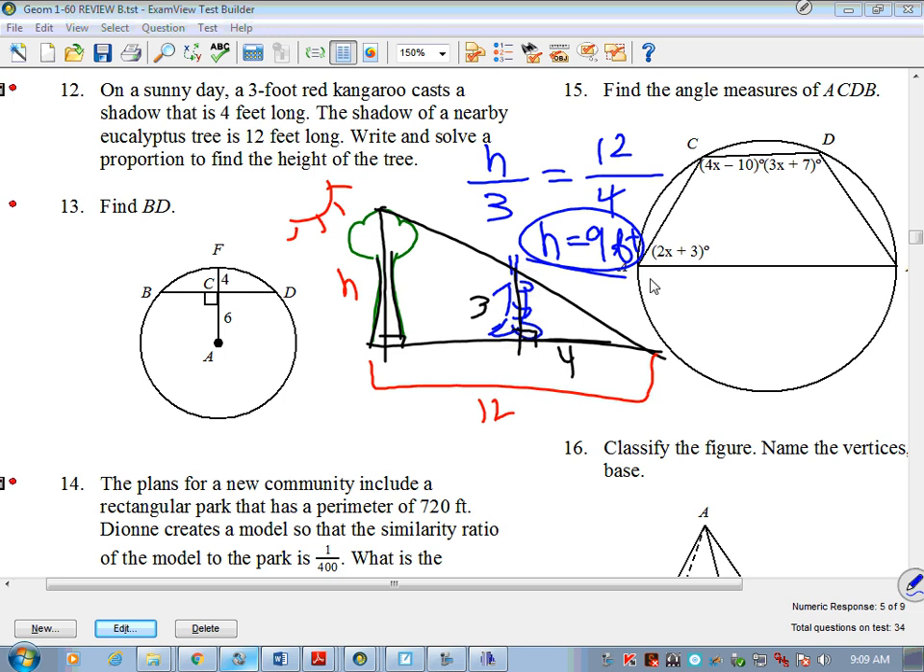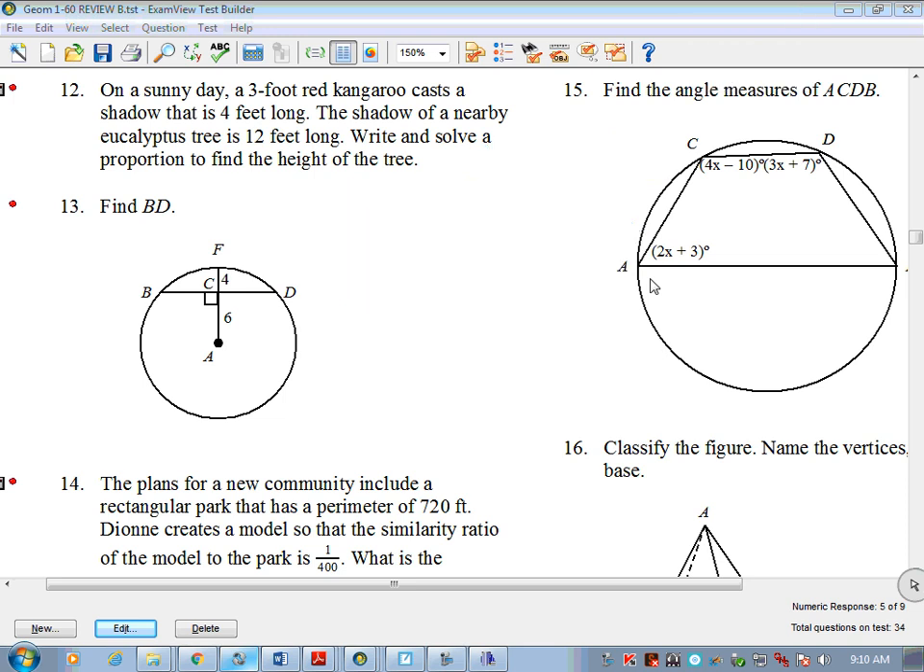Okay, so they're going to ask you to set up a proportion based upon the comparison of the tree to the kangaroo and the comparison of the shadow of the tree to the shadow of the kangaroo, and make sure that you set that up right. There's 3 or 4 different ways to set it up. Make sure that it's the right way, and then ultimately you're looking for the right answer in terms of the tree height. All right, number 12 was out of lesson 41.